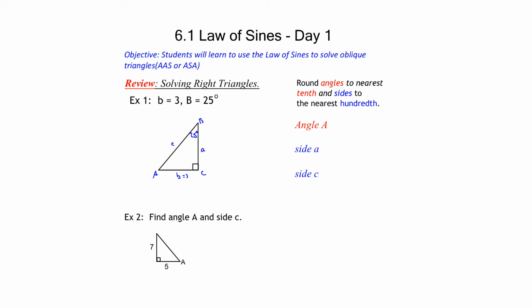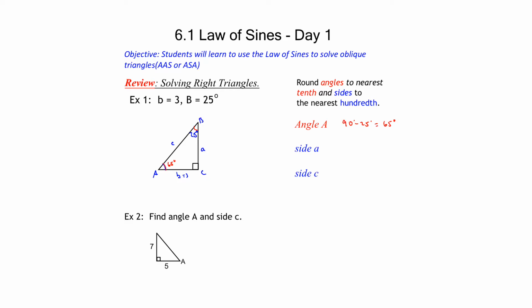When you solve a right triangle, you find all the values that are missing. So we have three values that are missing: angle A, side a, and side c. To find angle A, because it's a right triangle, we know the two acute angles have to add up to 90. So angle A is equal to 90 degrees minus 25 degrees, and that is equal to 65 degrees. When you do the angles, you round them to the nearest tenth when we need to, and the sides round to the nearest hundredth.